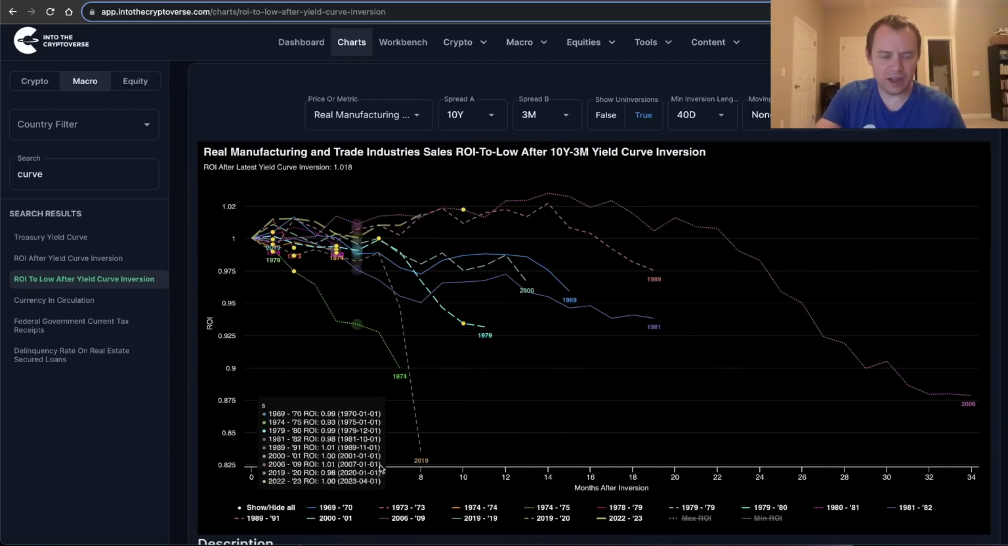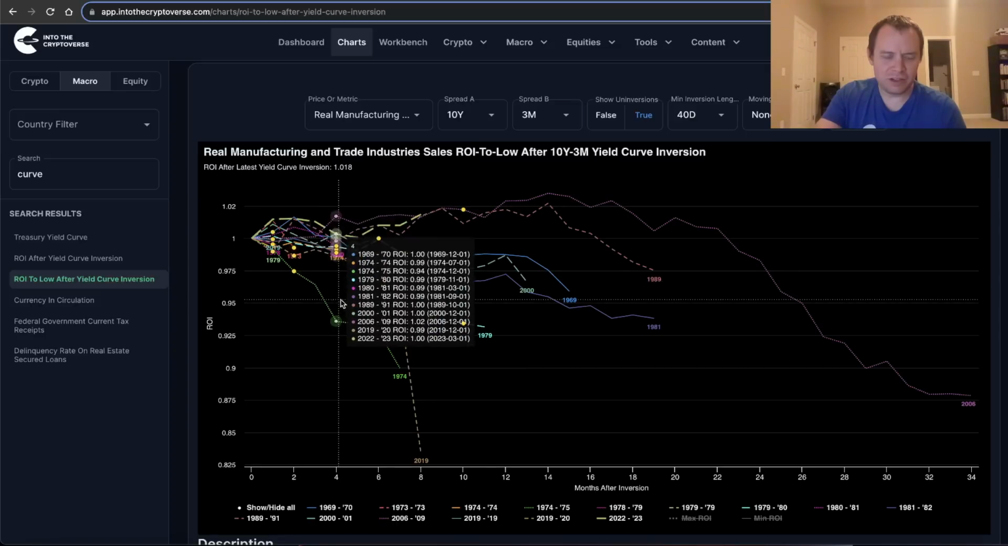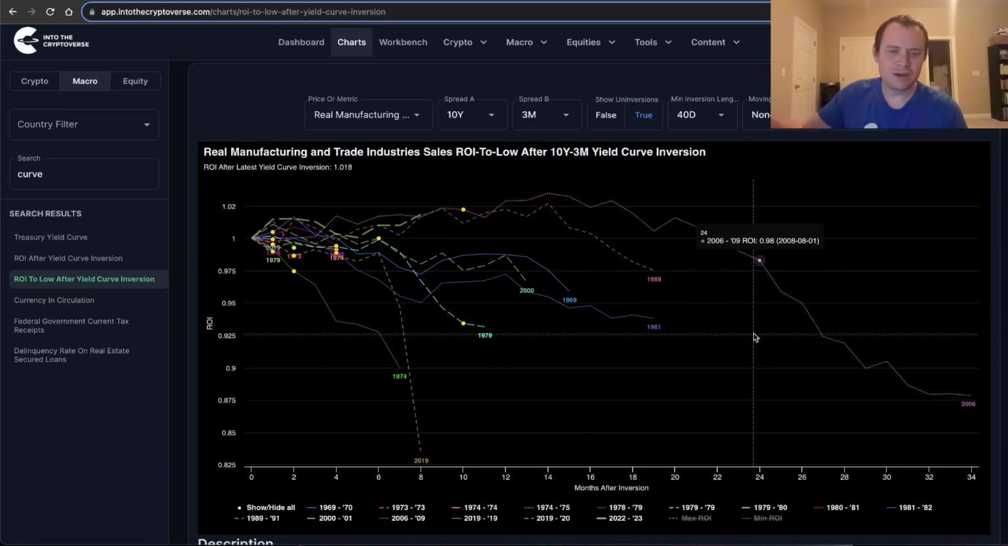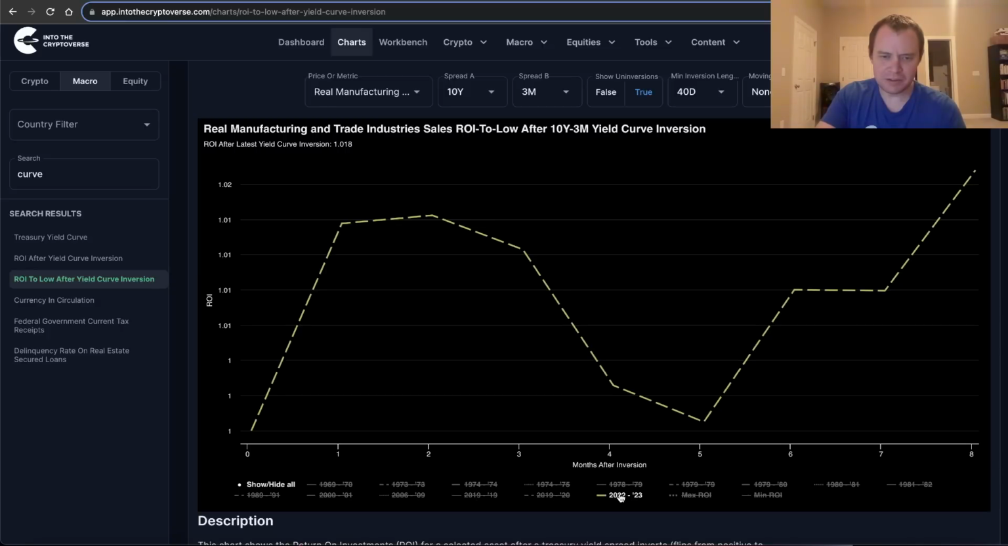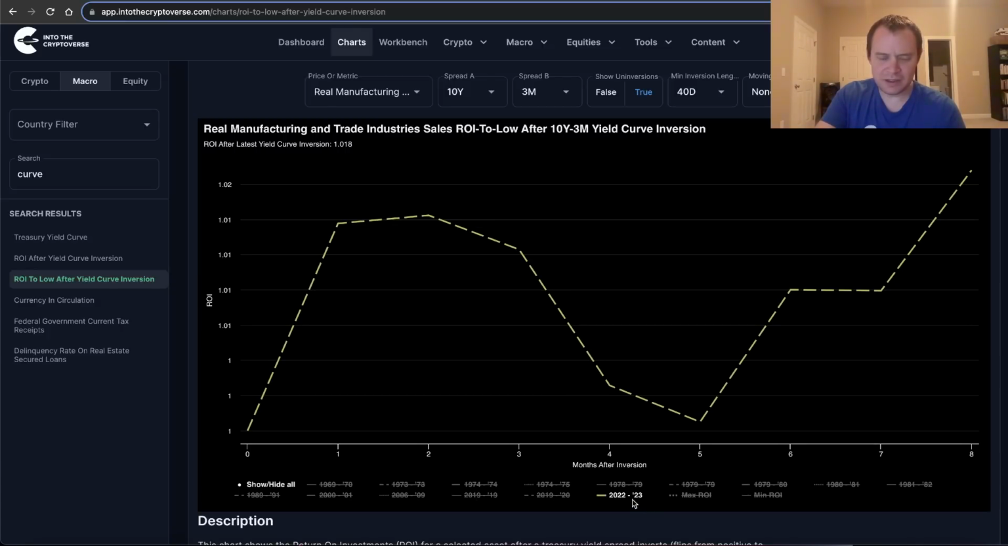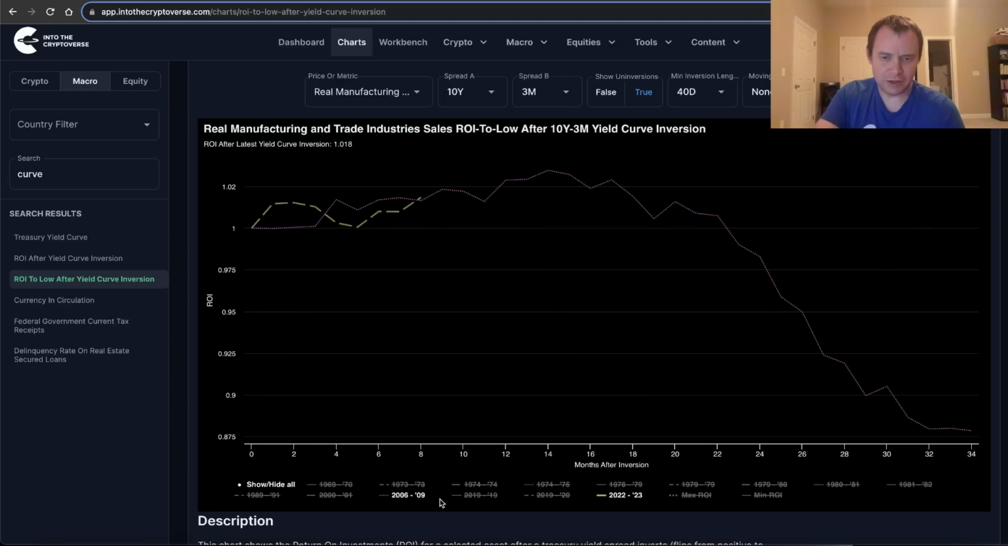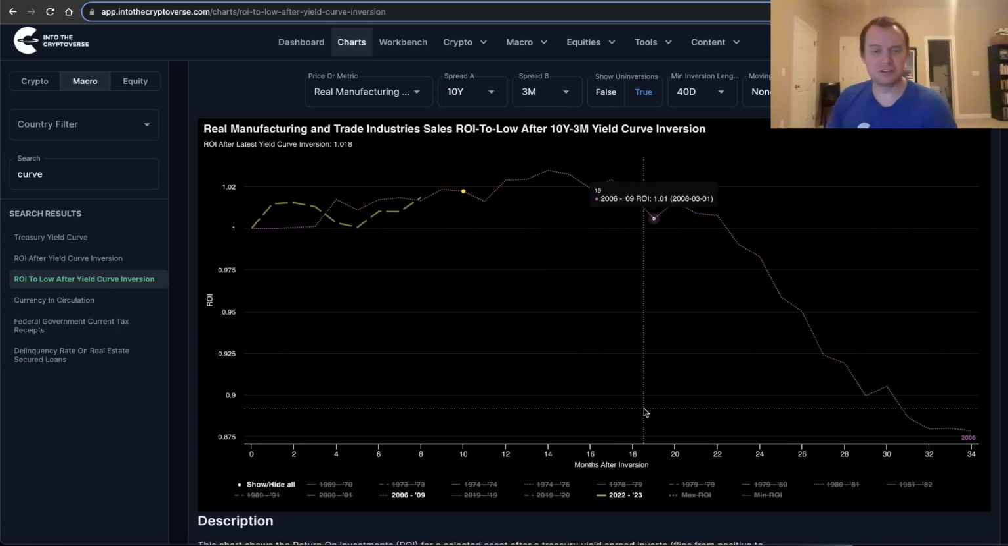And this is what it looks like, right? So the yellow dots you see on each line are when the yield curve became uninverted, right? So just to compare some, this is the current one, right? Kind of all over the place. What did the financial crisis look like if we were to overlay it? That's what it looked like in the financial crisis, right?